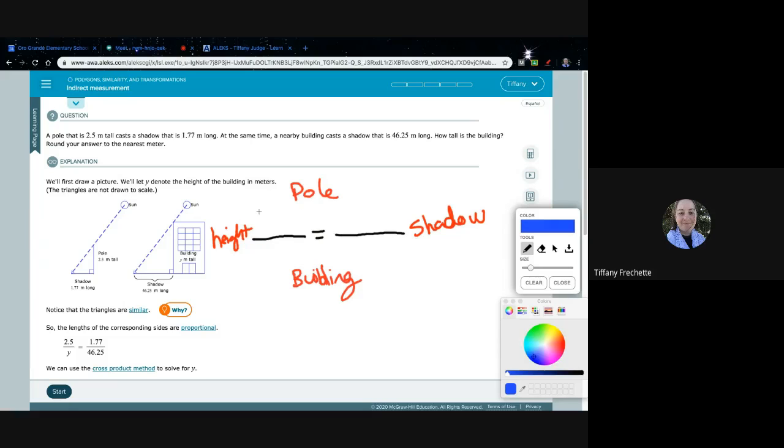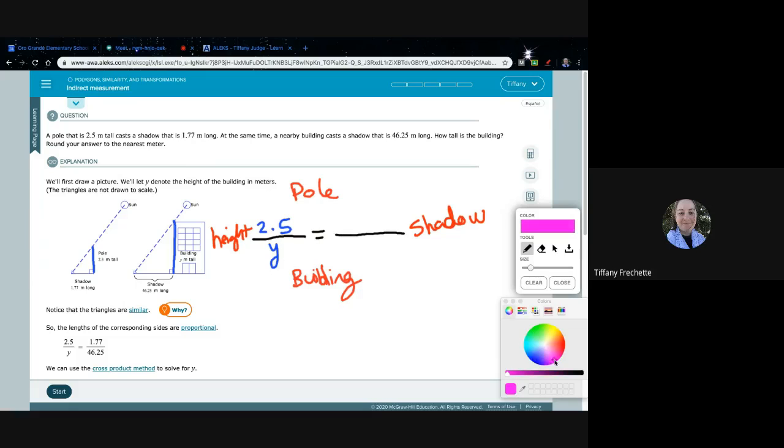So now if we go through and fill this in, the map helps you because I can say pole height. I want the height of the pole. So I come over here and the height of the pole is 2.5. Then on the bottom, it's height and building for this section. The height of the building, we don't know. It's y meters tall, so I'm going to put y.